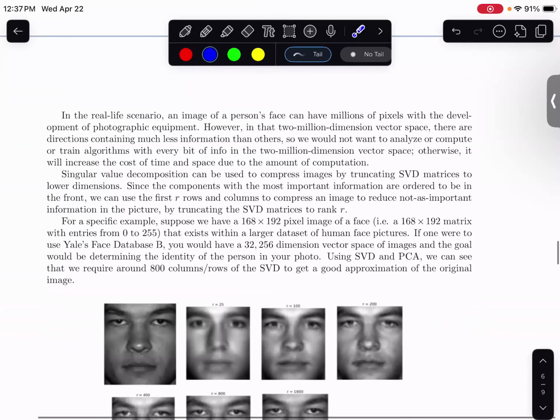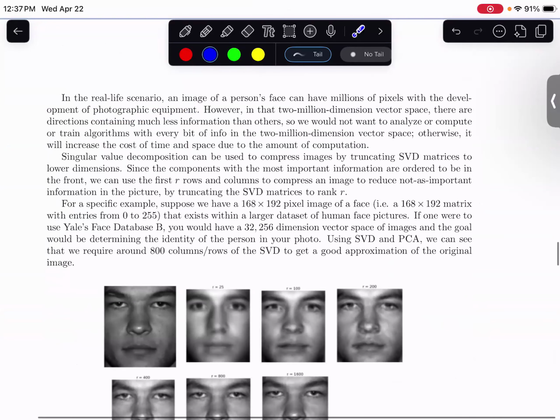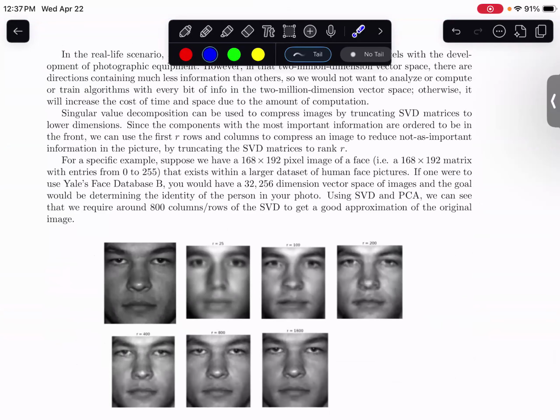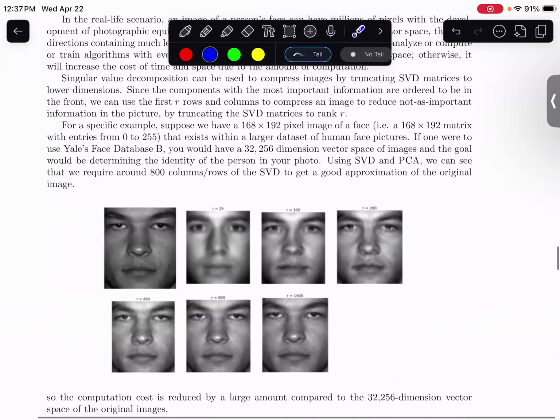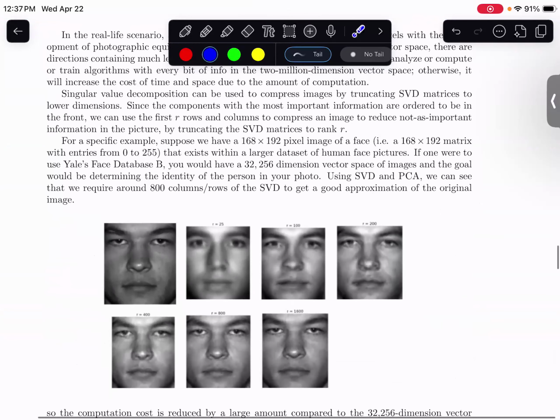In a real life scenario, a person's face can have millions of pixels with the development of photographic equipment, but you don't want to work in a 2 million dimensional vector space. You want to reduce the number of dimensions you're working in as much as possible. So the main idea is you take a higher resolution picture, you apply singular value decomposition, and then you look at the number of components you need to have effective facial recognition, right? So this is the original picture that someone has.